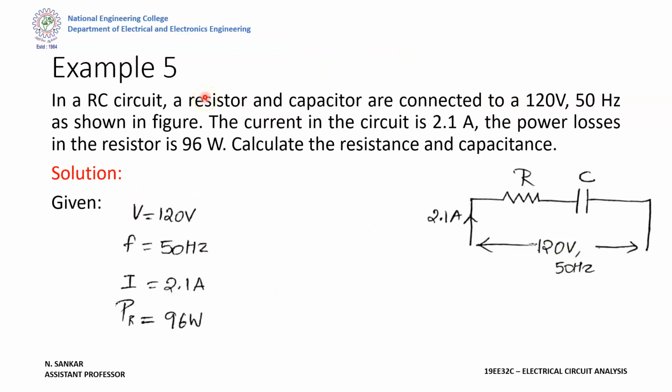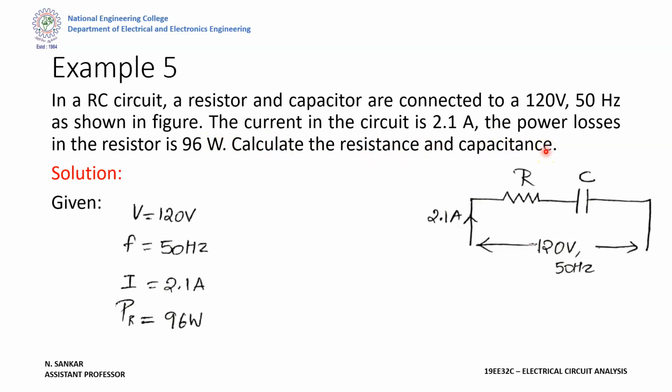Okay, so final example. In an RC circuit, a resistor and capacitor are connected to a 120 volt 50 Hz supply as shown in the figure. The current in the circuit is 2.1 ampere. The power loss in the resistor is 96 watt. Calculate the resistance and capacitance.